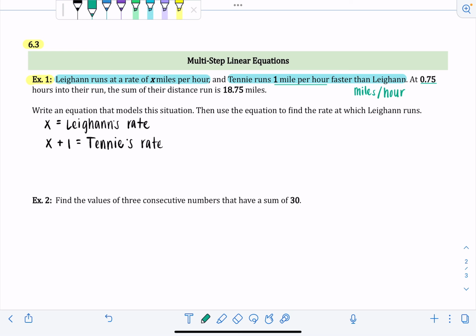Reading through the question one more time, it says the sum of their distance run is 8.75 miles. So sum means add. We're going to have to take their two rates and add them together. So for our equation, x plus 1, this is like Leanne plus Tenny. And if that's their rates, that's equal to a ratio that includes their rates, given to us in the problem in terms of miles per hour.